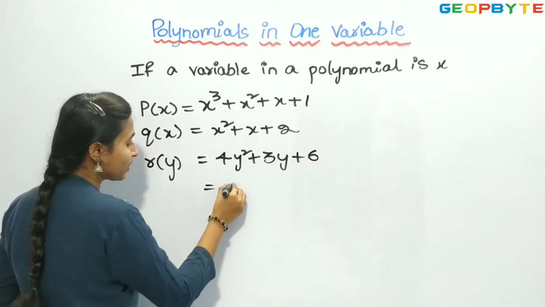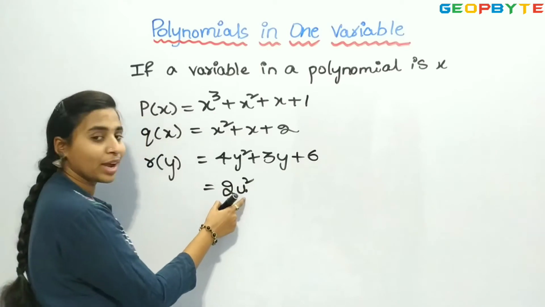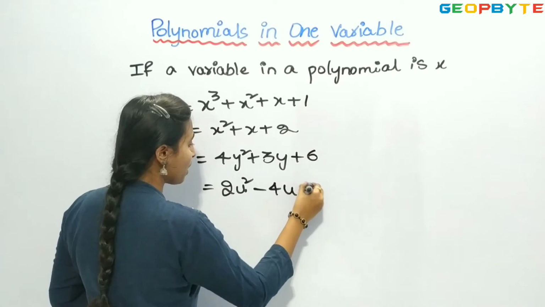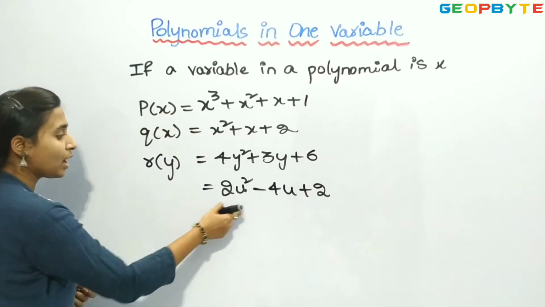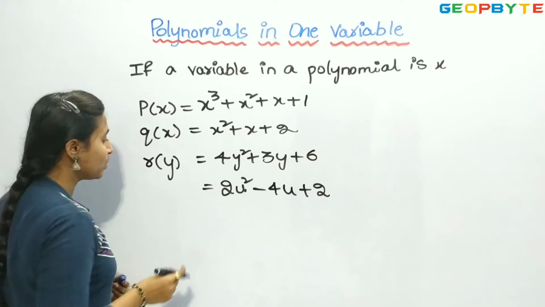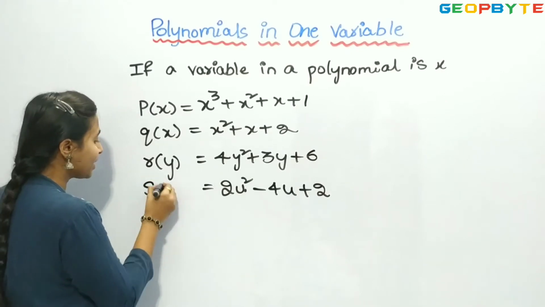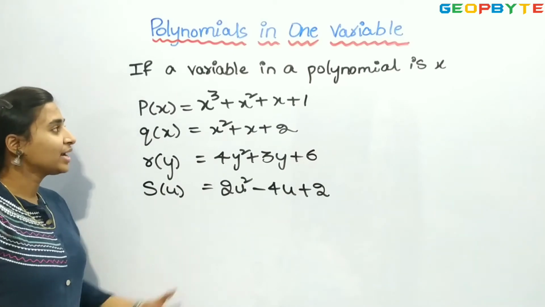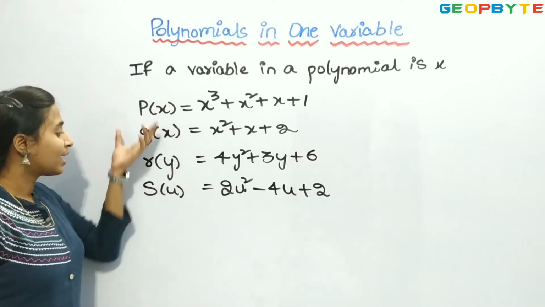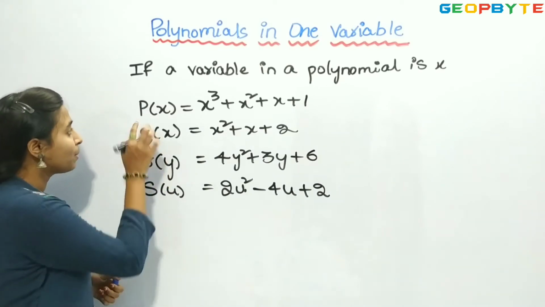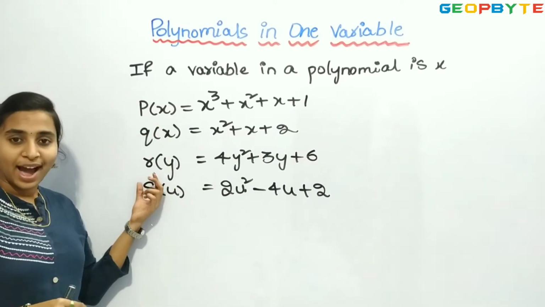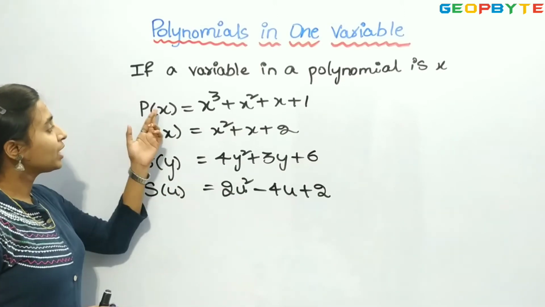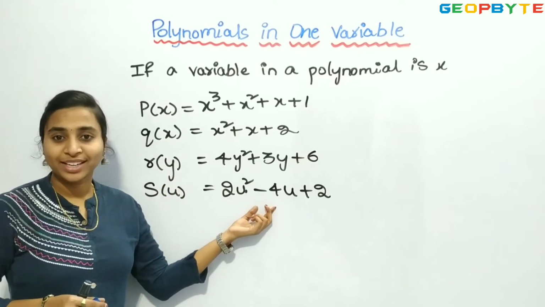Now, let me take some u as my variable: 2u square minus 4u plus 2. This polynomial has the variable u, so I can write it as s of u. So, we can write the polynomials with variables like this, that is, we can denote with p of x or q of x or r of y or s of u. It's our wish to take the alphabets, but the variables should be what they are here.